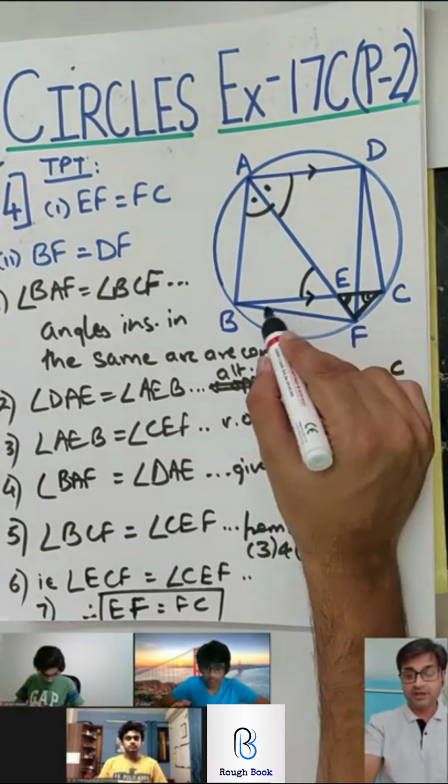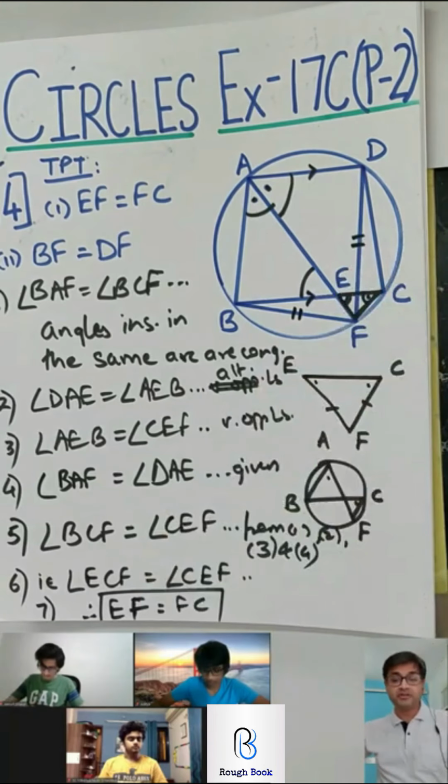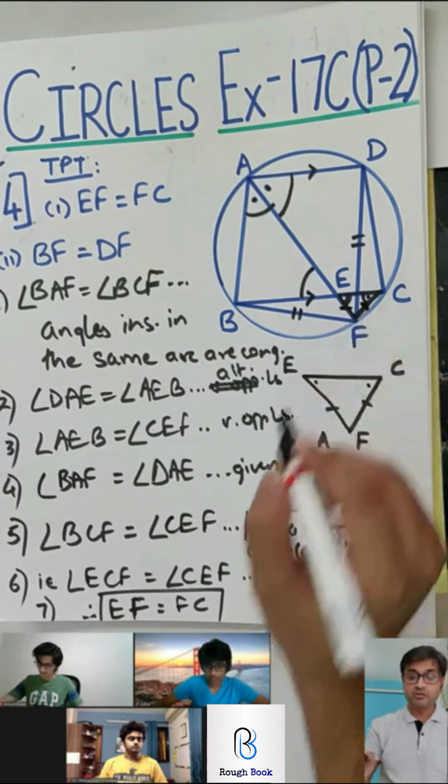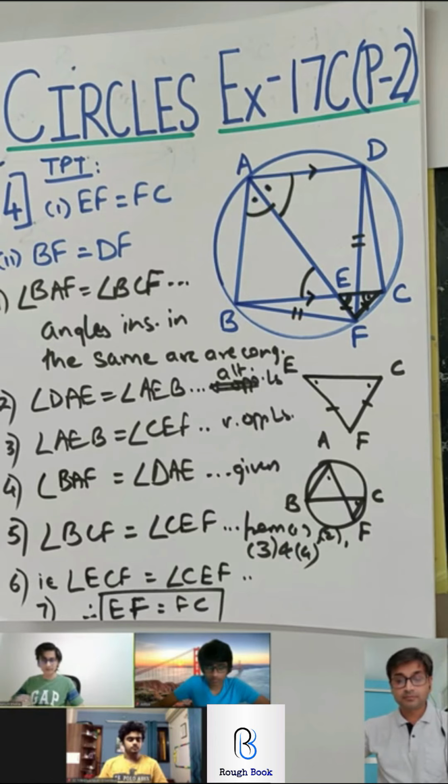Now for the second part, BF is equal to DF. How are you going to get BF is equal to DF? Any clue on this one? You just right now got EF equals FC. Now for BF and DF, how are you going to work this out? Any clue? Do you want to try anything on this? So we can say arc BF will be equal to arc DF, and hence chord BF is equal to DF.